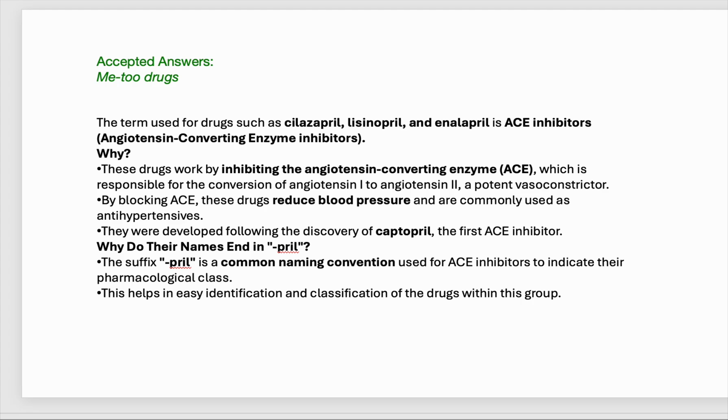Why? Because these drugs work by inhibiting angiotensin converting enzyme, called ACE enzyme, which is responsible for the conversion of angiotensin 1 to 2, a vasoconstrictor. Vasoconstrictors constrict the vessels that carry the blood. So, by constricting it, you can increase the blood pressure. Think of it as a pipe, a normal pipe in which water is flowing. When you constrict it, the pressure of the fluid in the pipe increases. That's called constriction. That would increase the pressure inside the vessel.